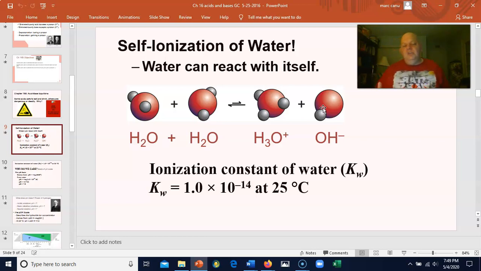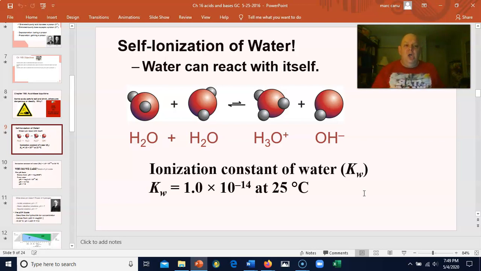Now, some chemists, instead of saying H3O plus, they'll say H plus. Okay, and for some people that might be a little bit easier. Now, here's the thing though. There is an ionization constant of water. And it's set at 1 times 10 to the negative 14th at 25 degrees Celsius. You'd say, is there going to be math in here? Well, yeah, there's going to be some.